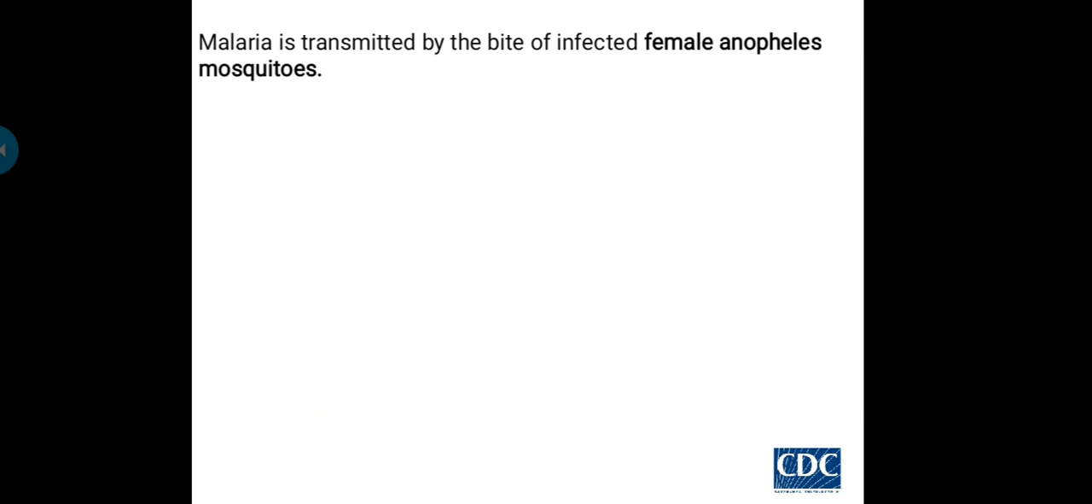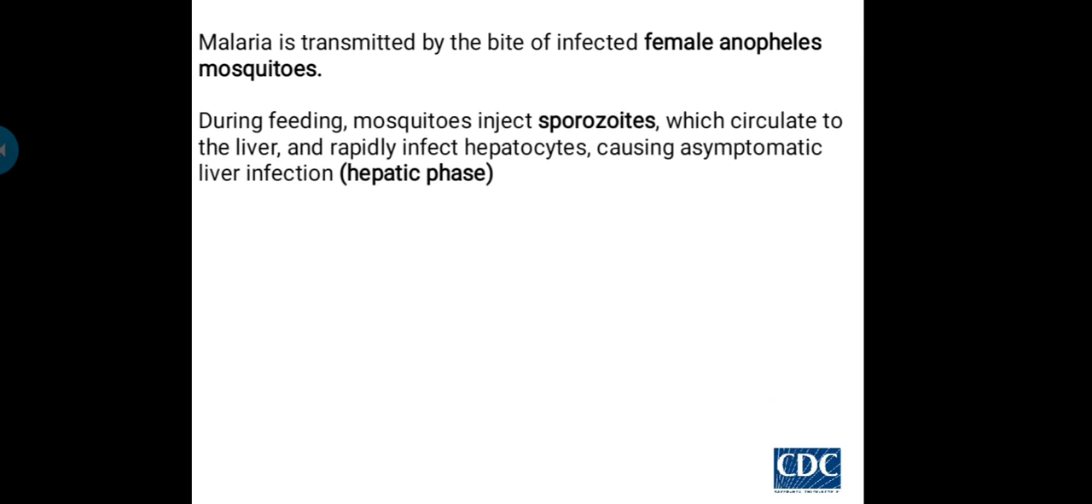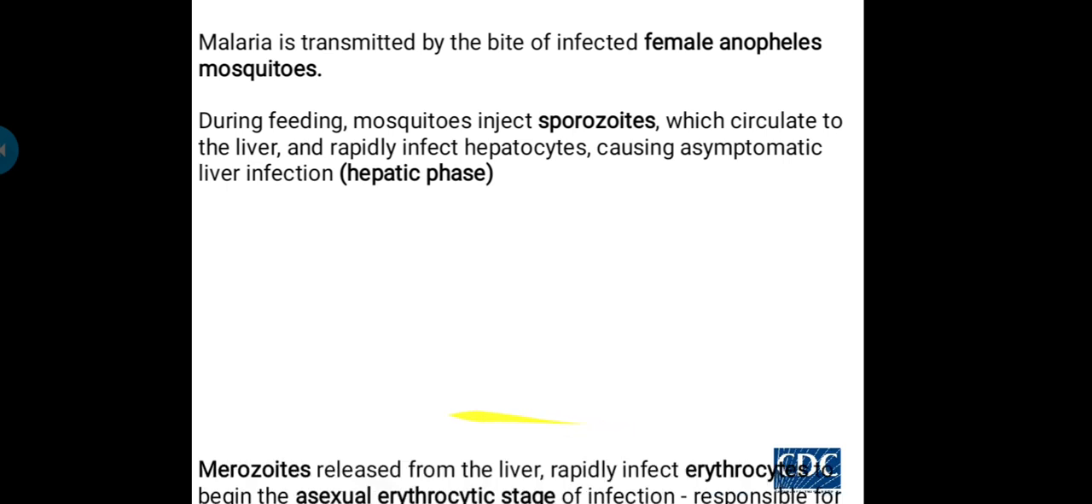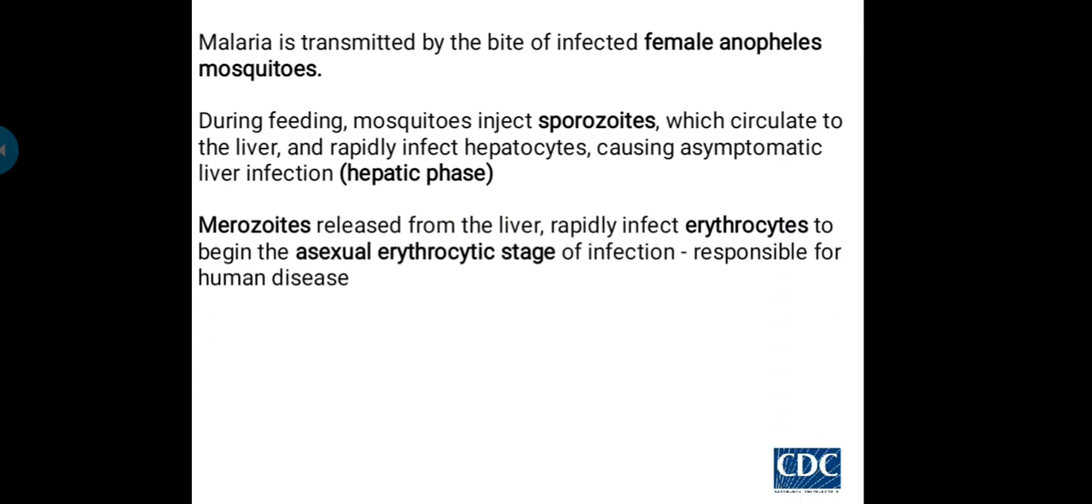Malaria is transmitted by the bite of the infected female Anopheles mosquito. You all know that. During feeding, mosquitoes inject sporozoites into us, which circulate to the liver and rapidly infect the hepatocytes, and they cause the asymptomatic liver infection that is called the hepatic phase. From those hepatocytes there is release of merozoites.